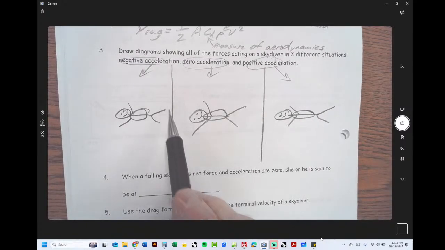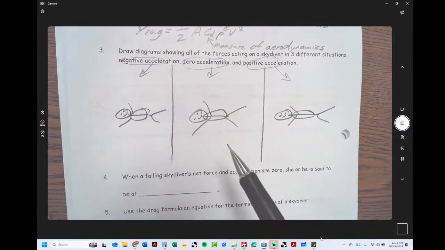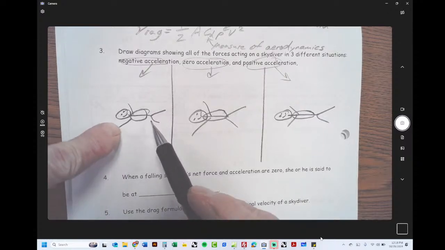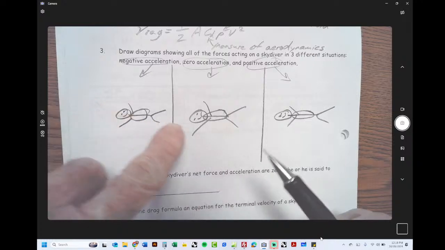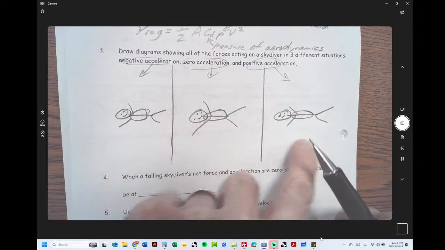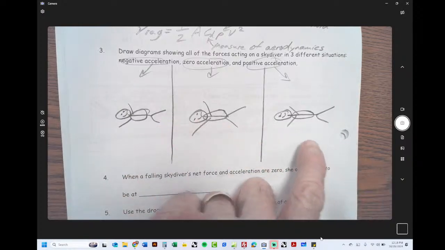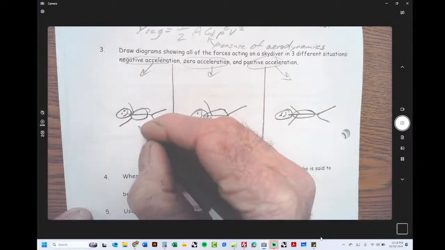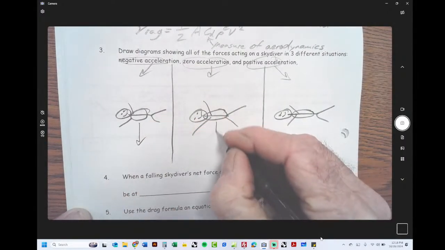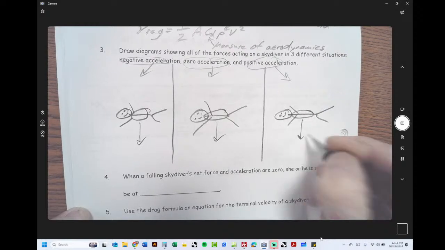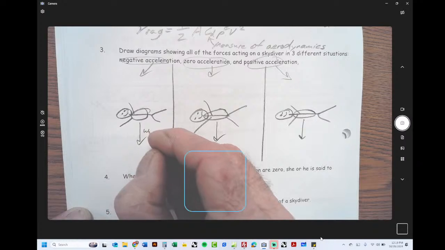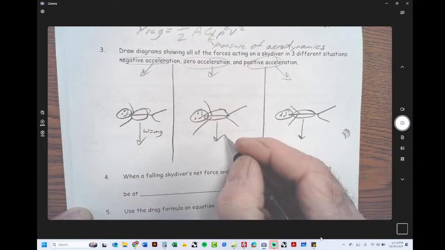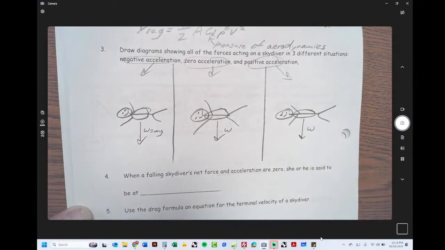So in this first one, the skydiver has negative acceleration. Why would somebody have negative acceleration? Because of gravity. But is there any point in your skydive where gravity goes away? No. So there's always, in fact, let's go ahead and draw the force of gravity every time. That shouldn't change. Now, what's the name for the force of gravity? Weight. And if you wanted a little formula for it, it could be mg. So I'm just going to write weight.